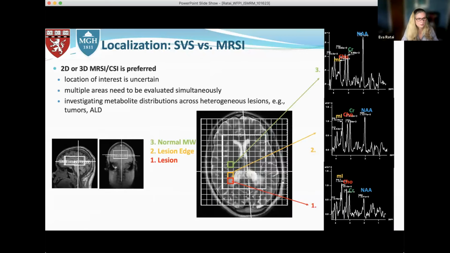However, multi-voxel spectroscopy or magnetic resonance spectroscopic imaging can record a whole grid of many voxels all at the same time. It is preferred when the location of interest is uncertain, when you have multiple areas that can be evaluated simultaneously, and to investigate metabolite distributions across heterogeneous lesions like a brain tumor, or also adrenoleukodystrophy, which I will talk about a little bit in more detail. But you see in the lesion, the highest peak is myoinositol, then choline, creatine, and NAA. And when you get further away from the lesion, you have a more normal spectrum where NAA is the highest peak, followed by creatine and choline, and then myoinositol.